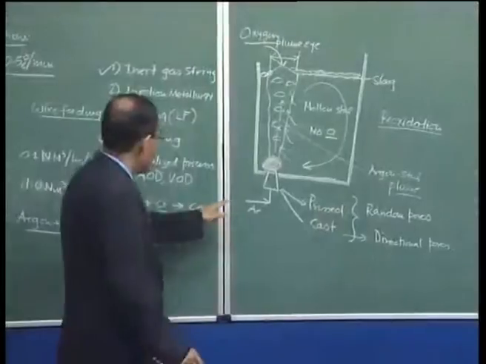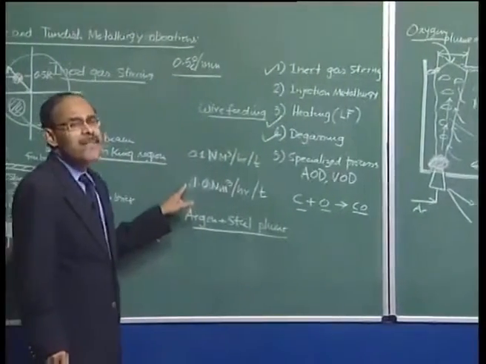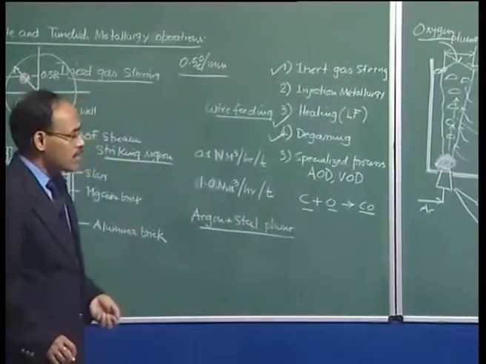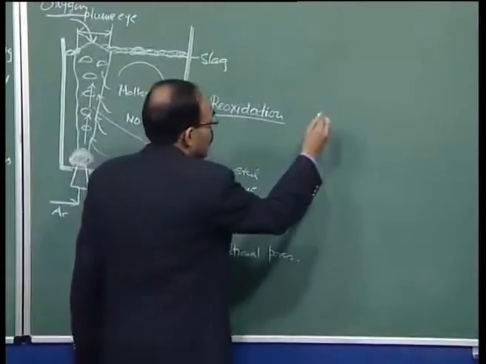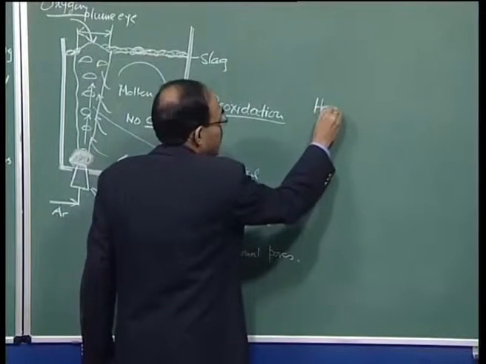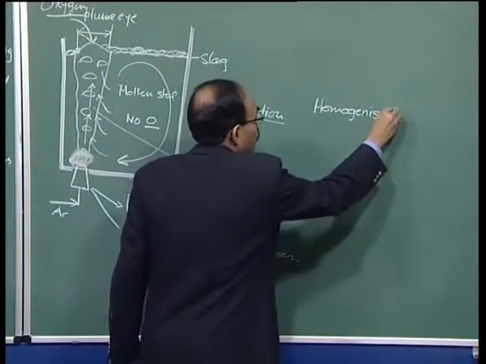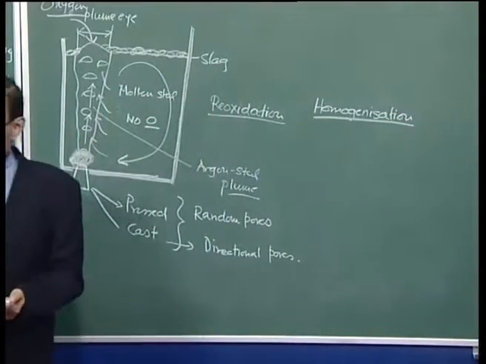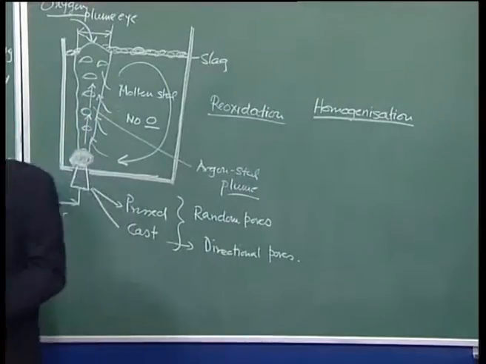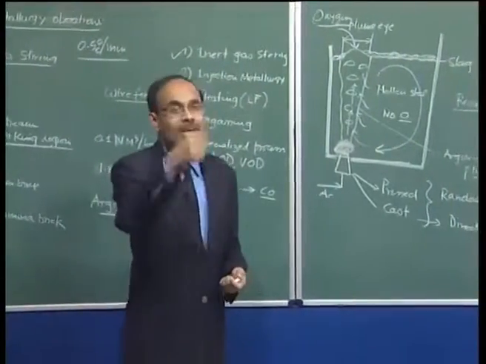And we are using a range of gas flow rates. This depends on the objective of the argon stirring operation. One objective is homogenization, and homogenization means we are talking about mixing. If you add a spoon of sugar into a cup of tea, you have to stir it, and this is called material homogenization.